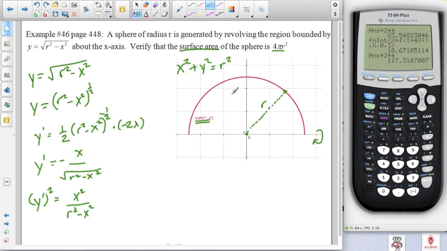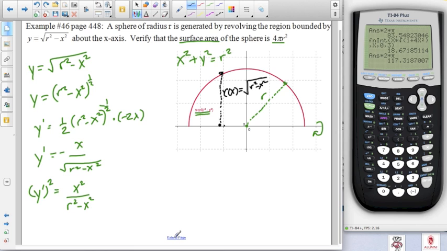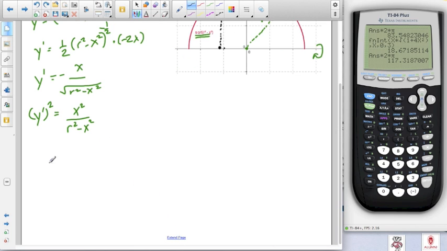Okay, so there is the expression for the derivative squared. And the r sub x function, if we look at this again, is measured from the axis of rotation up to the surface that's being revolved. And so this r sub x function is just the value of the function itself. So it's just the r squared minus x squared to the 1/2 power. So that's the r sub x function.